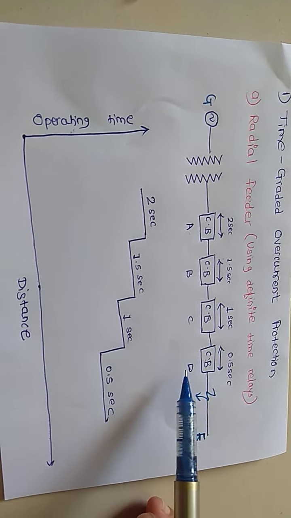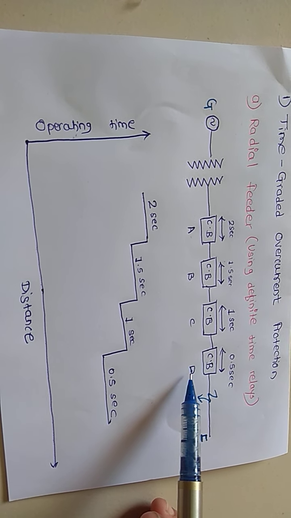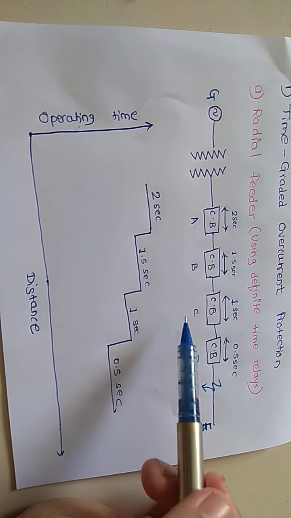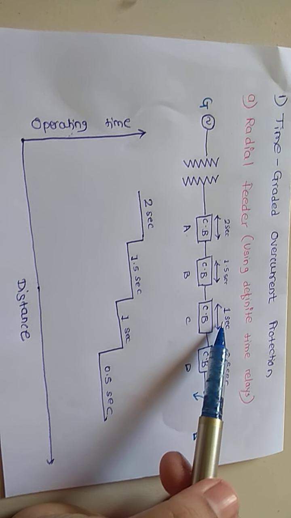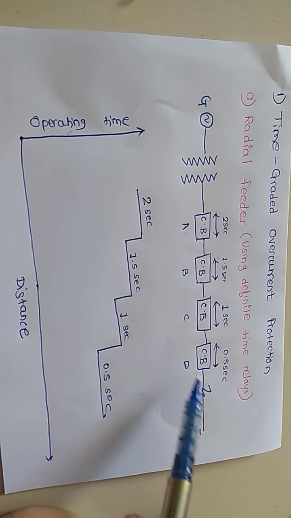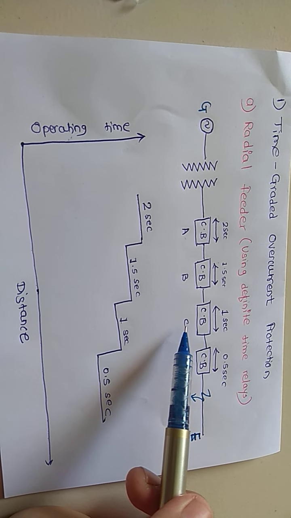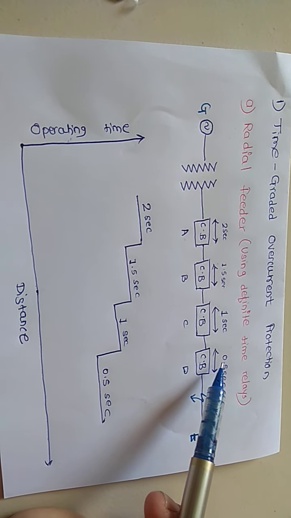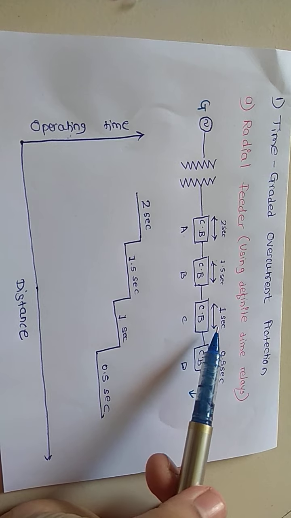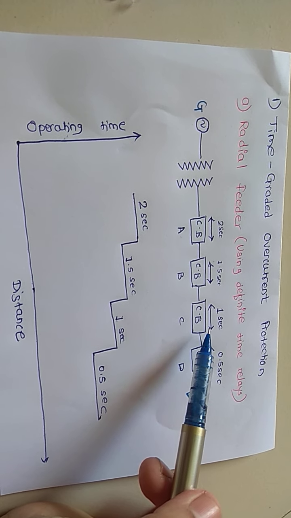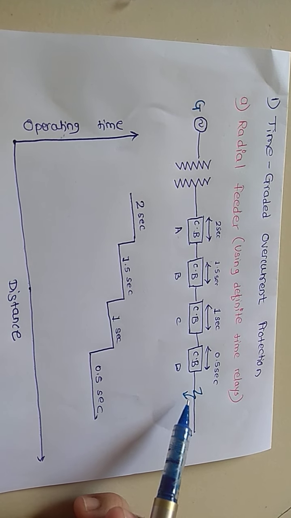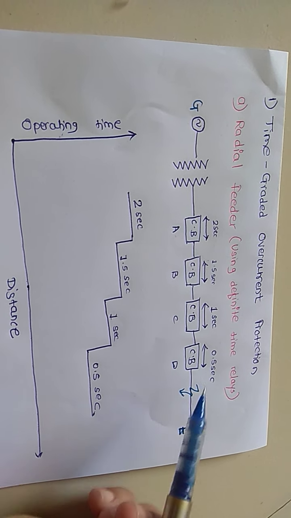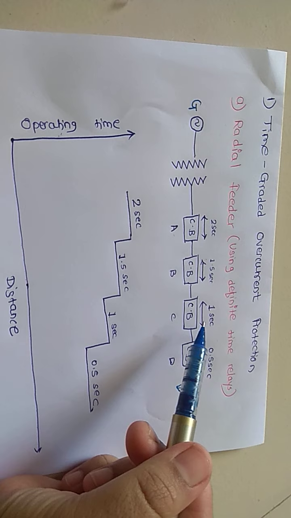Eventually, if relay D fails to operate, then relay C will operate first, because compared to A and B, relay C has the lesser operating time. That is, when D fails to operate, relay C will operate after an addition of 0.5 second, that is, after 1 second. That is, operating time and current are independent of each other. So this fault will be cleared with the help of relay C after 1 second.